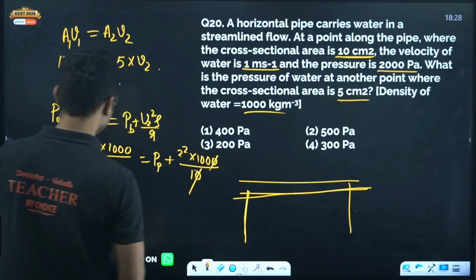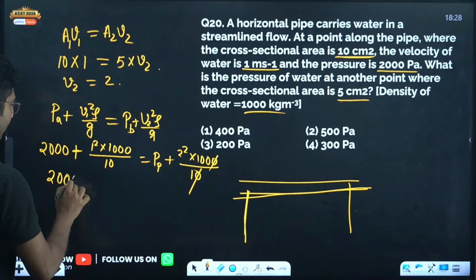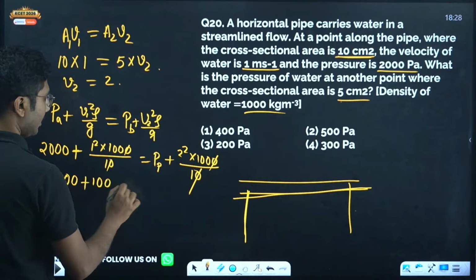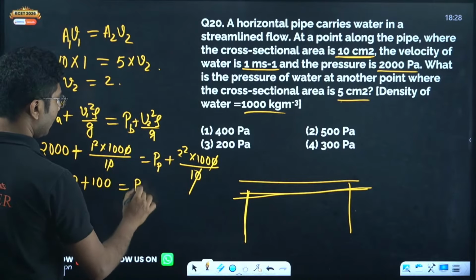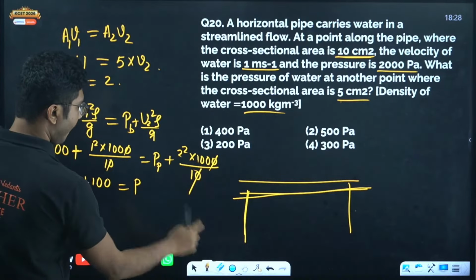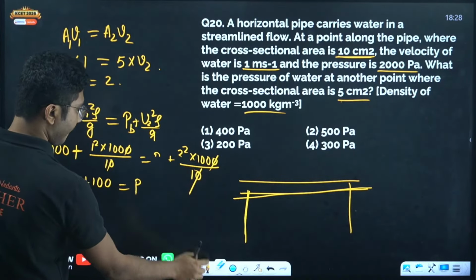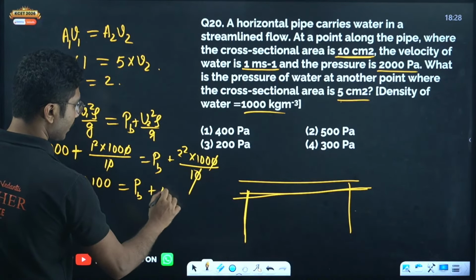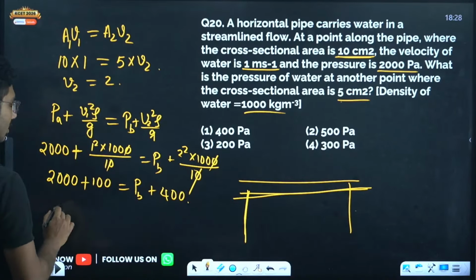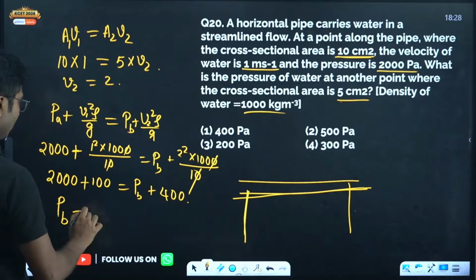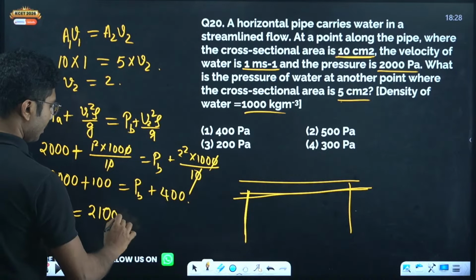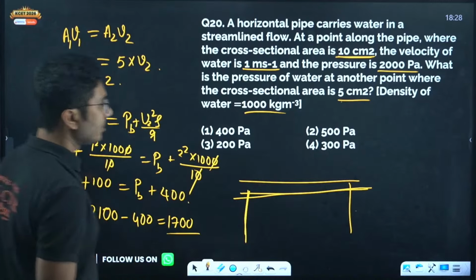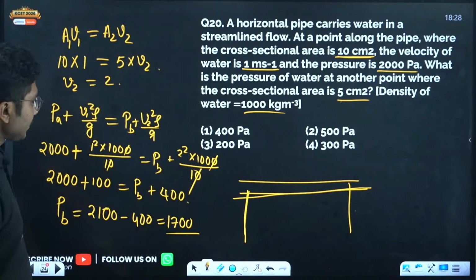So 0 0 cancels, we get 2000 plus 100 equals PB plus 400, okay. So PB equals 2100 minus 400, that is 1700 pascals, okay. I think some mistake I have made.